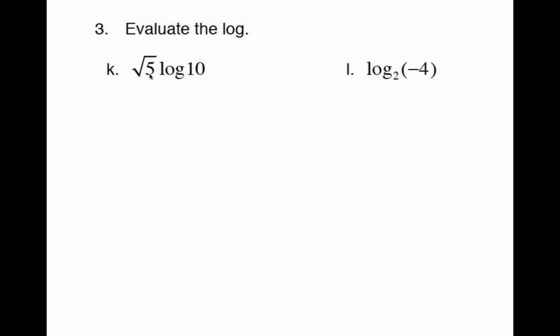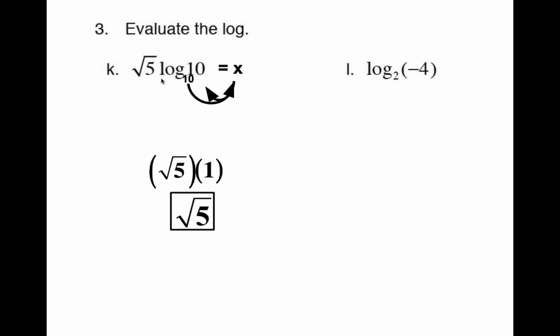For K, we're going to drop down the square root of 5. We're going to put the hidden base 10. 10 to what number is 10? So this is 1. So you have the square root of 5 times 1, which is the square root of 5.